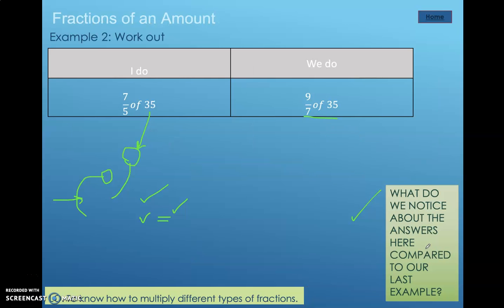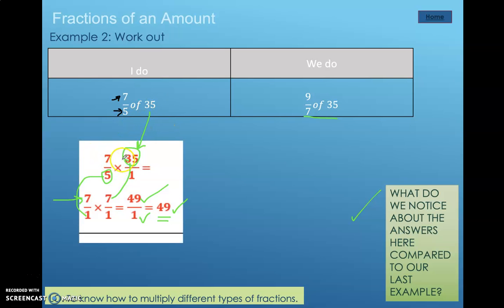Now let's have a look. So now we have an improper fraction. If you notice this time, our numerator is larger than our denominator. So let's have a look at calculating it. So our 35 becomes 35 over 1. We notice that we can cross simplify. So 35 and 5 can both be divided by 5.